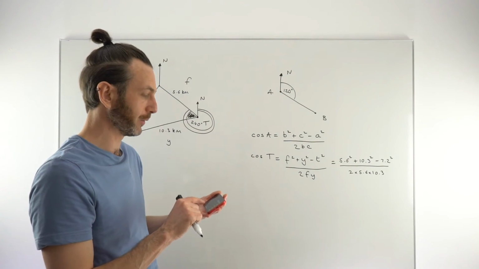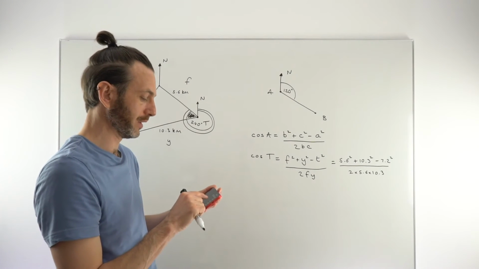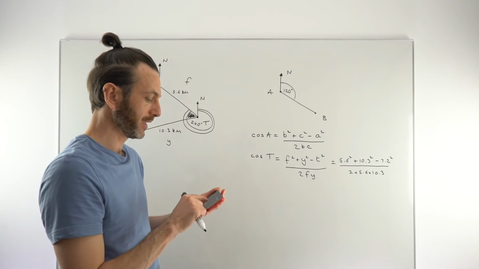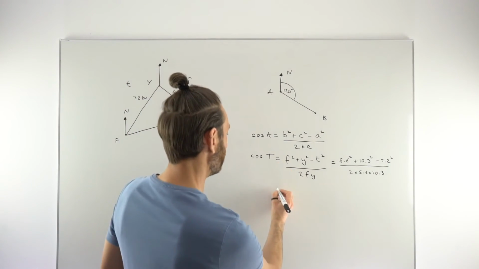So I'm just going to break my calculation down. First of all, to work out the numerator, the top part of the fraction, and then I'm going to work out the denominator separately. But you can do it all in one go. If you're going to do it all in one go, just do it really carefully. So I'm just going to pull this down to here.